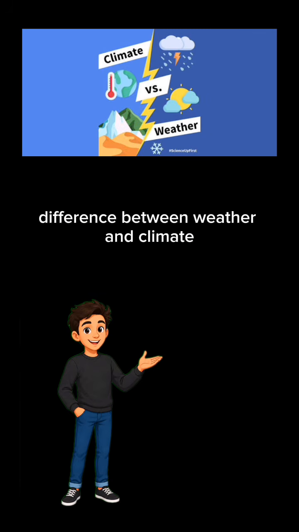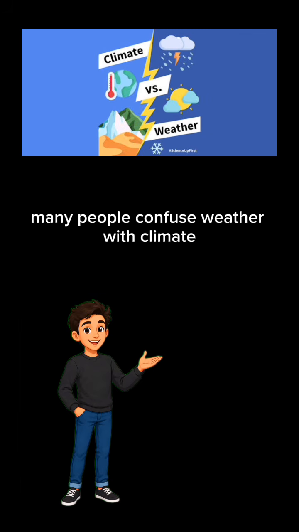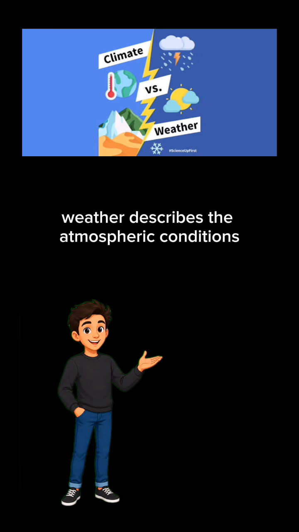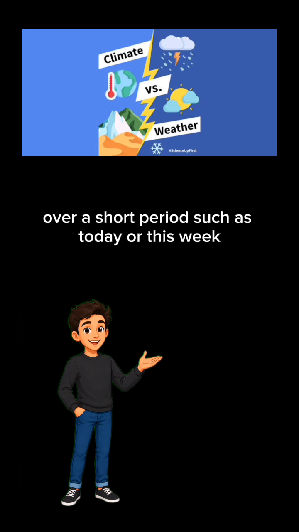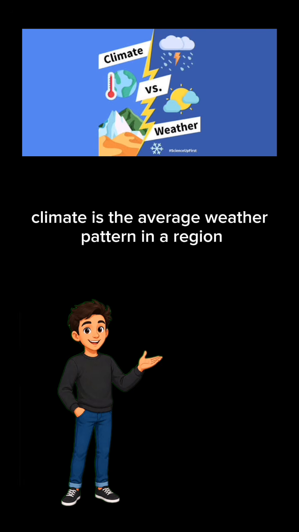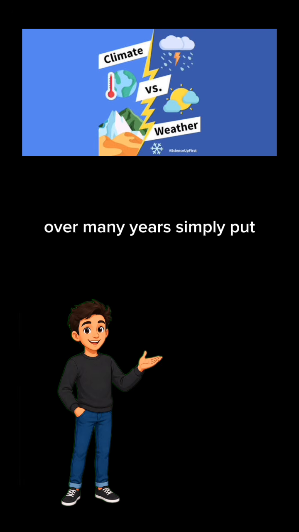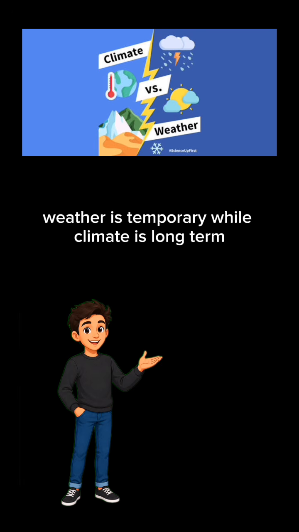3. Difference between weather and climate. Many people confuse weather with climate. Weather describes the atmospheric conditions over a short period, such as today or this week. Climate is the average weather pattern in a region over many years. Simply put, weather is temporary, while climate is long-term.